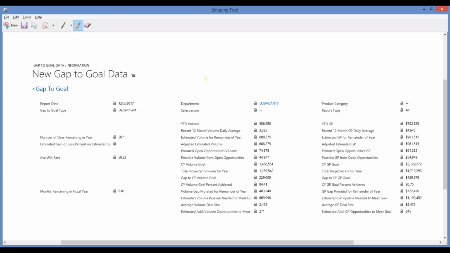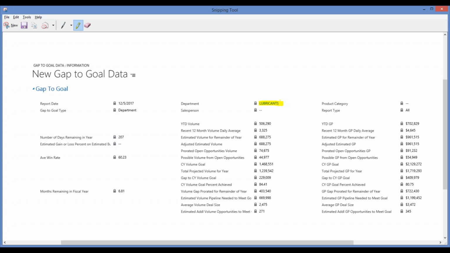So what I could do is say, how's my overall company doing as far as gap to goal goes? In this particular example, I broke it down by department, and I'm saying, how is my lubricants department doing on their gap versus their goal? So how are we doing? Are we on track or aren't we on track?